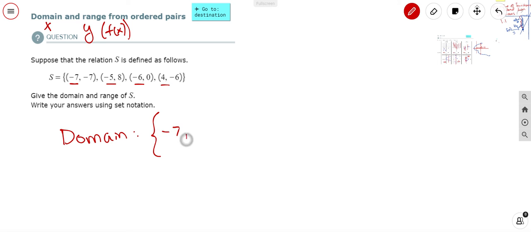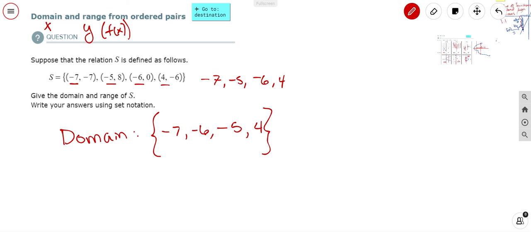Anyway, -7, -6, -5, and 4. Now, why did I list them that way? Because we always list them in order from least to greatest. So a lot of times what people do is they take them out first, -7, -5, -6, and 4, and then they go, okay, let me rearrange them in order.